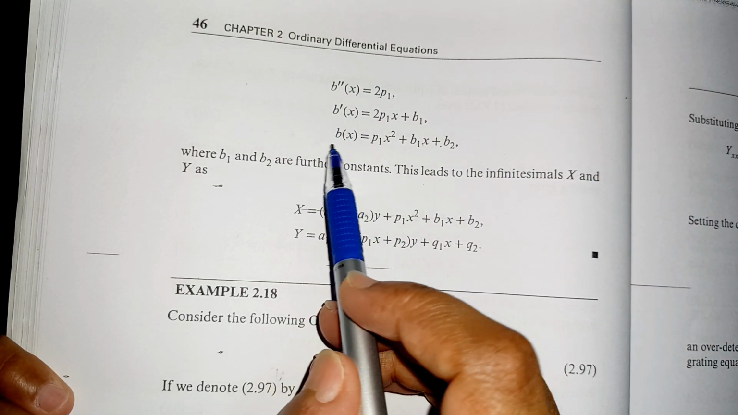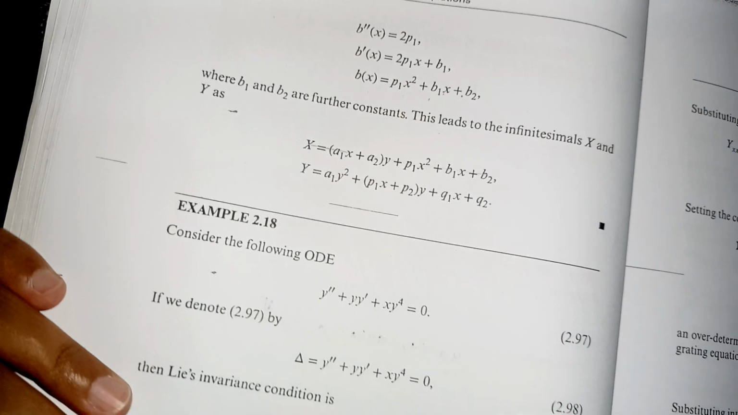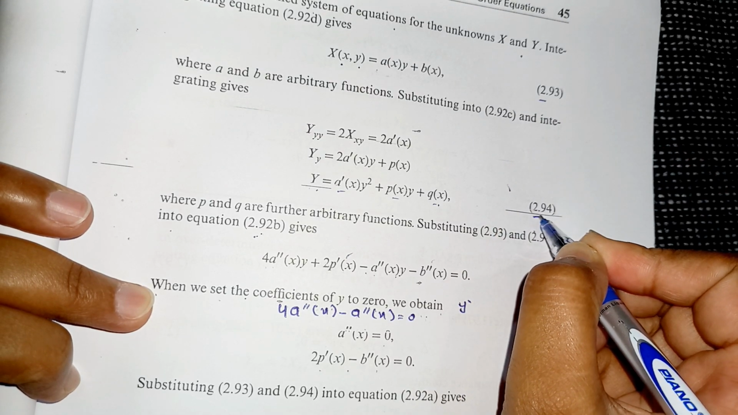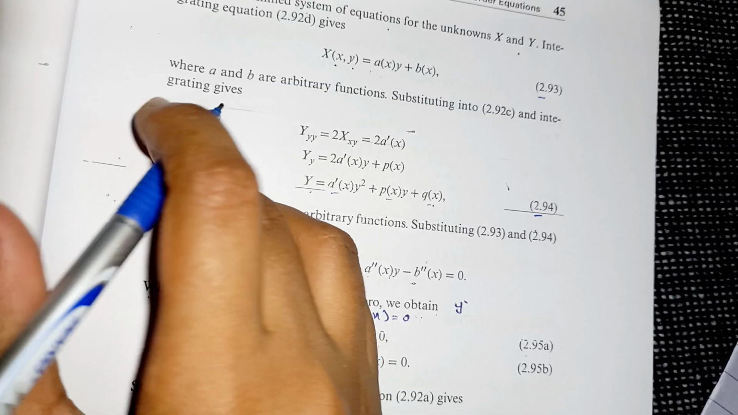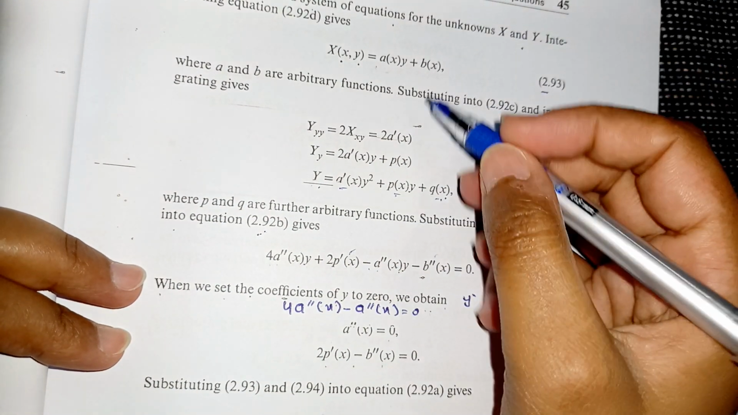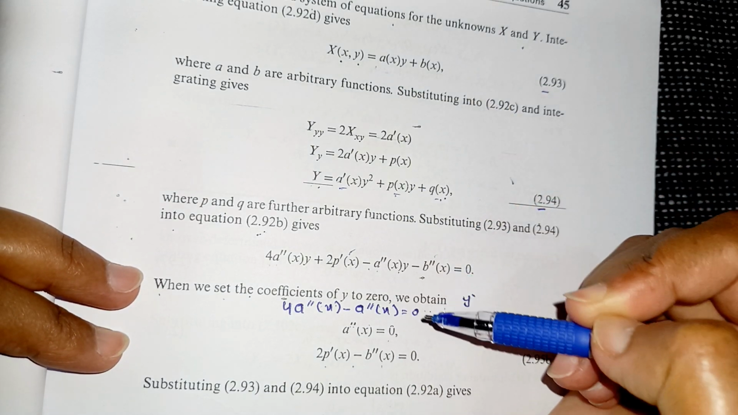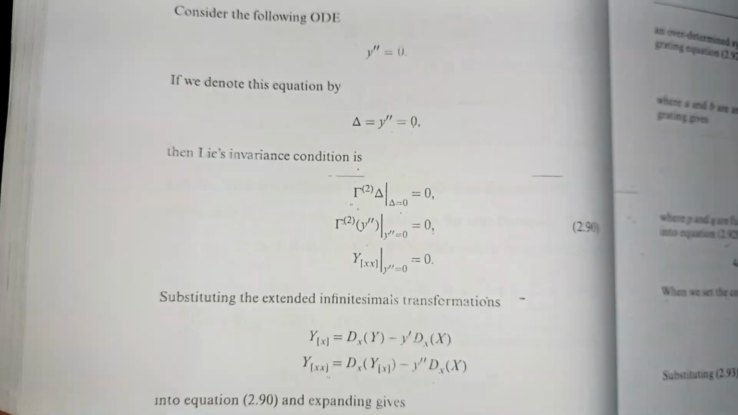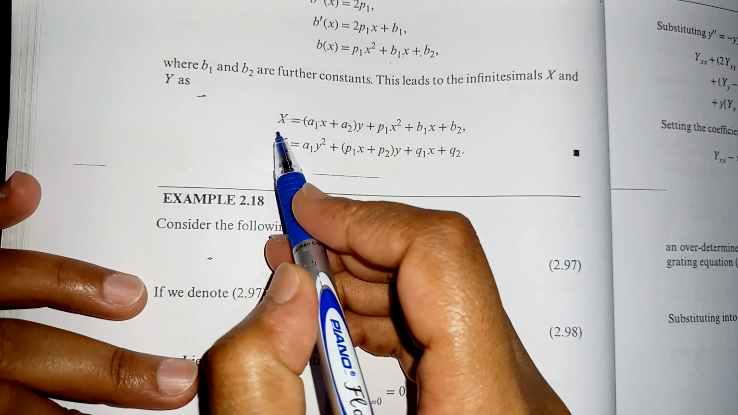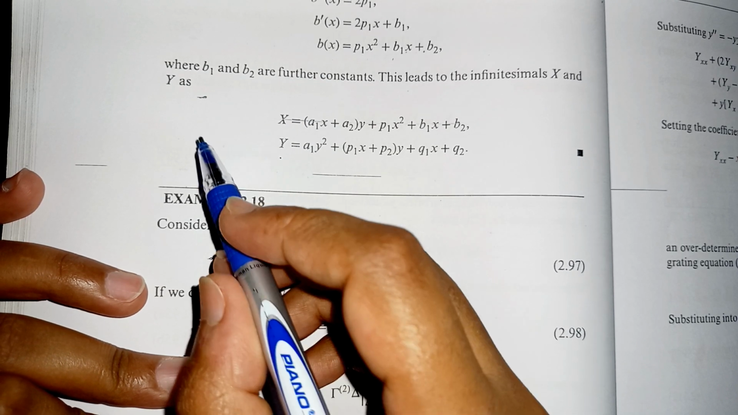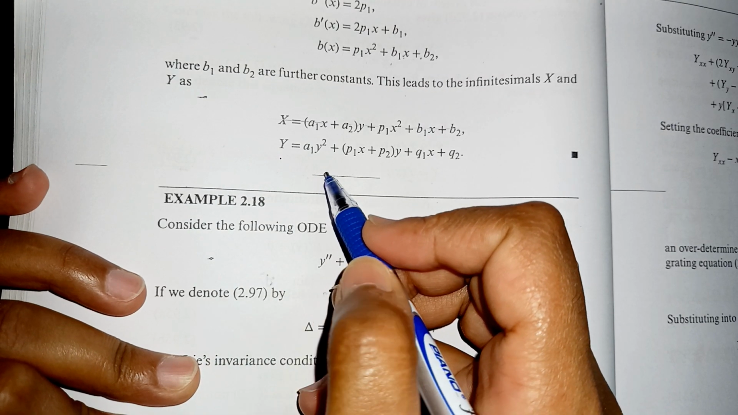Now students, here you got the value of b of x. From equation numbers 2.93 and 2.94, we need the values of a of x, b of x, a prime x, p of x, q of x. We have found all these values, so you just substitute them in these two equations, and after further simplification you will get this one, and these are the infinitesimals corresponding to the equation y double prime is equal to 0.